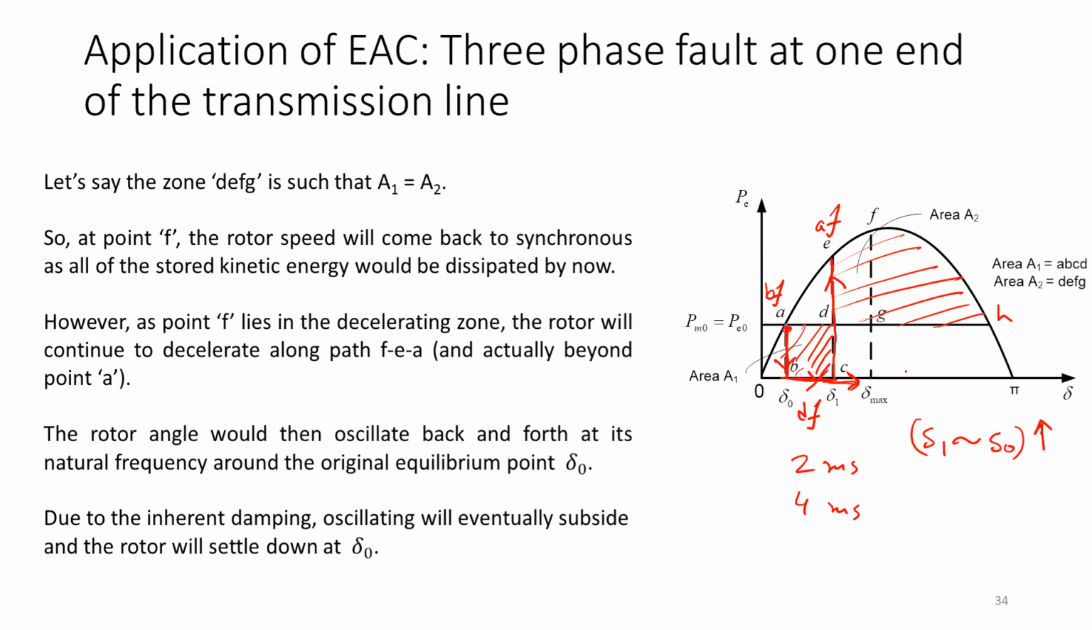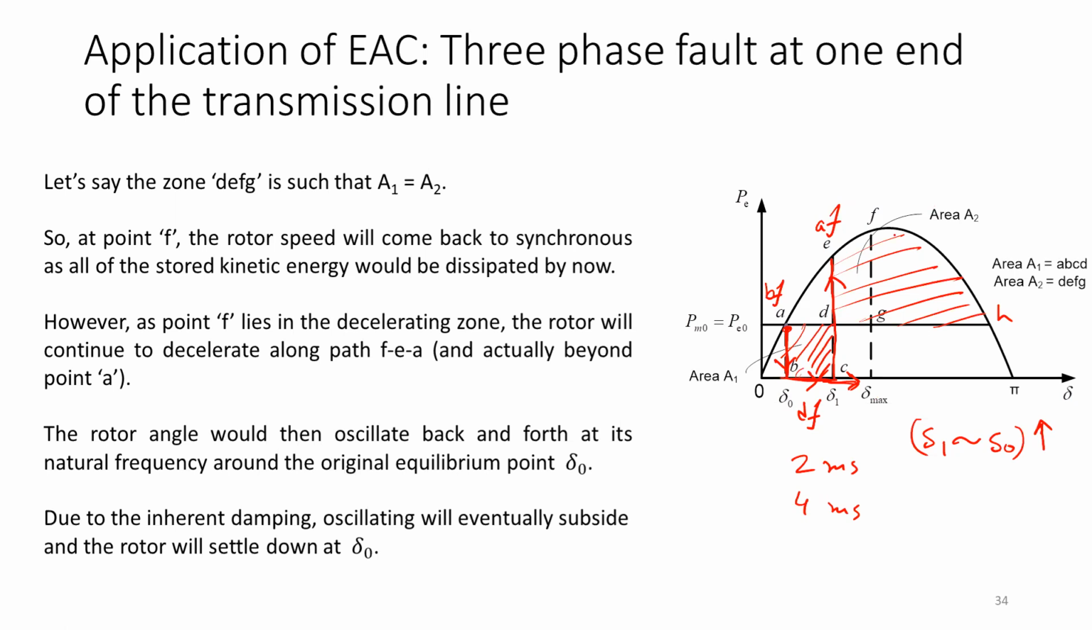And that point is known as the critical clearing angle. I mean, if the fault is cleared after the critical clearing angle, what will happen? Your system will become stable or unstable? Can you repeat the question?